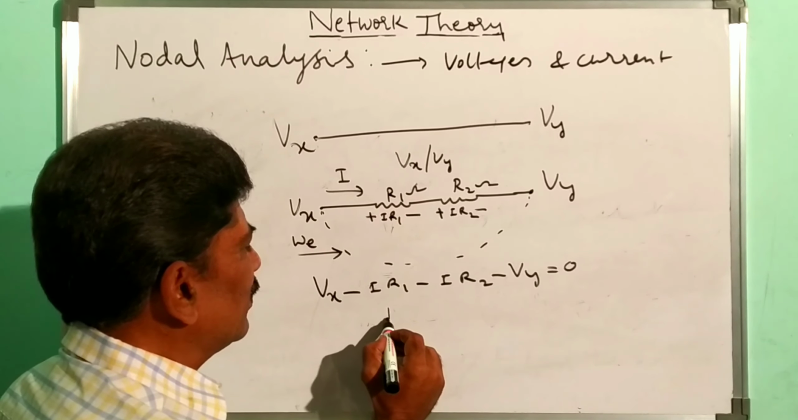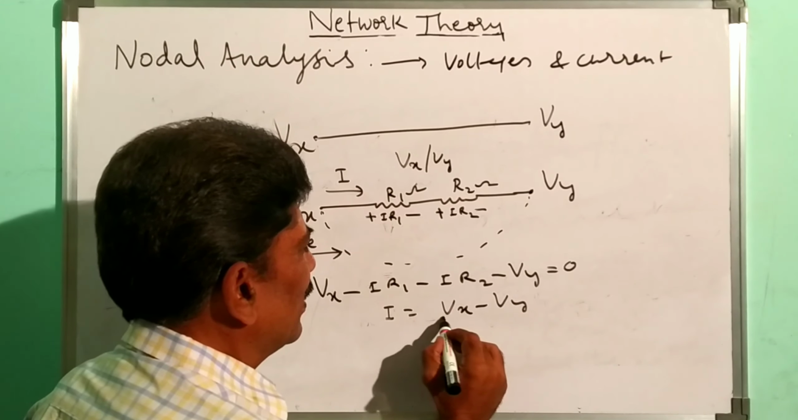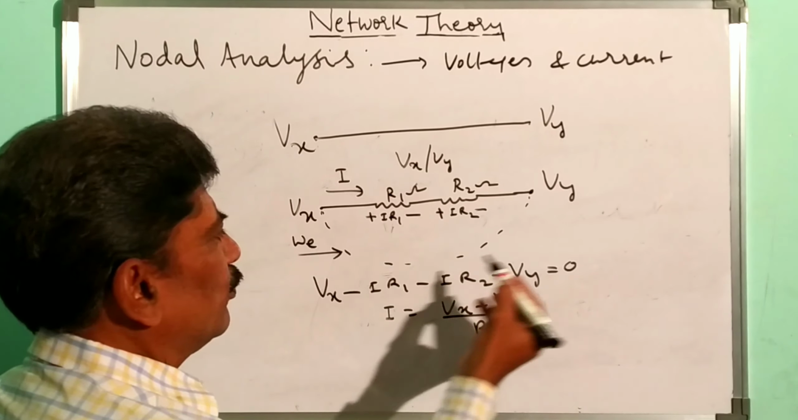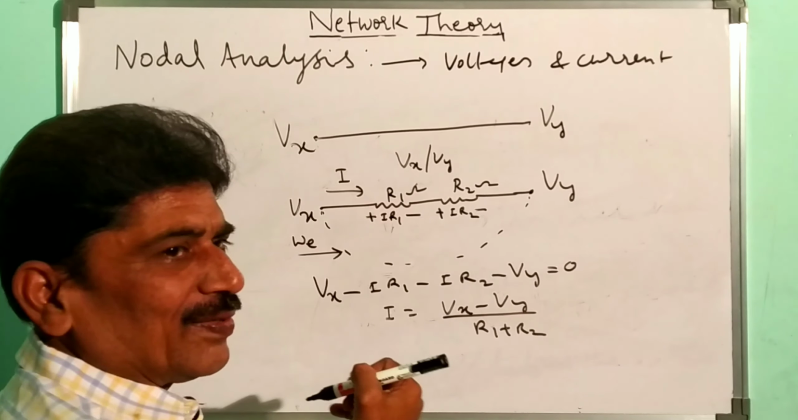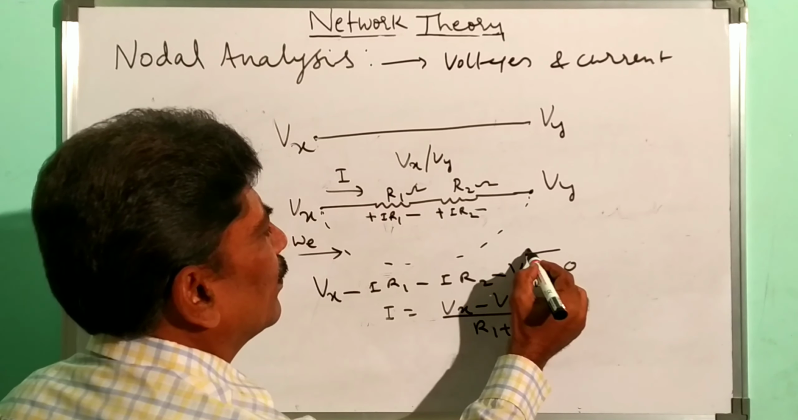Now what is I? I is equal to (Vx minus Vy) divided by (R1 plus R2). If we move from this end also, we will get the same equation. Okay, let us move from this end now.